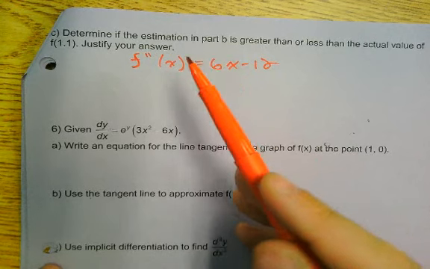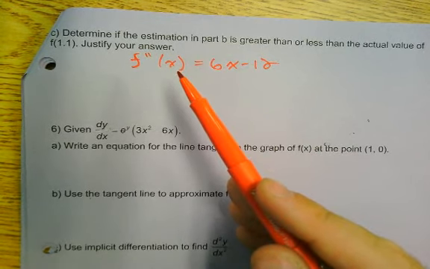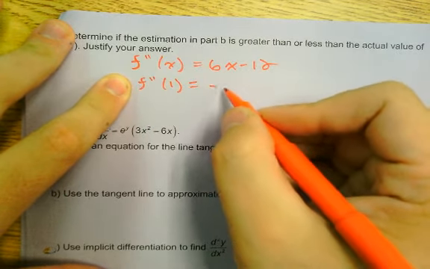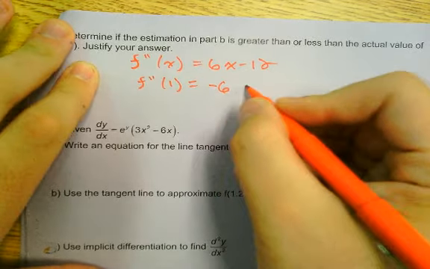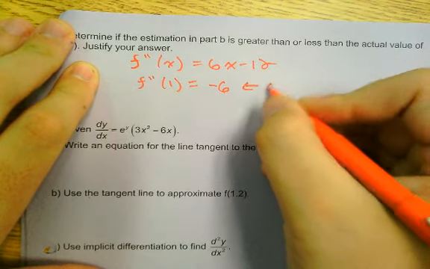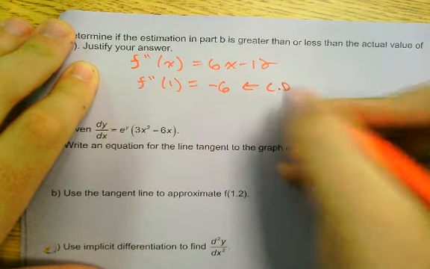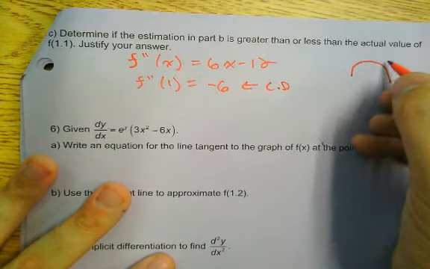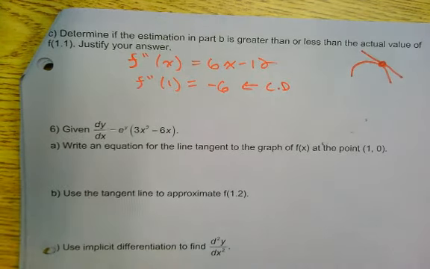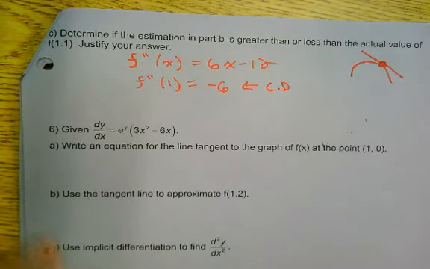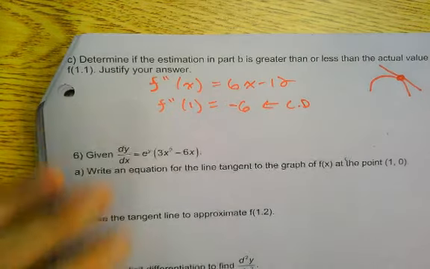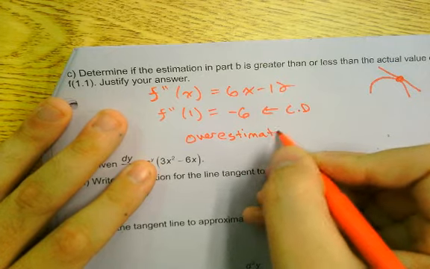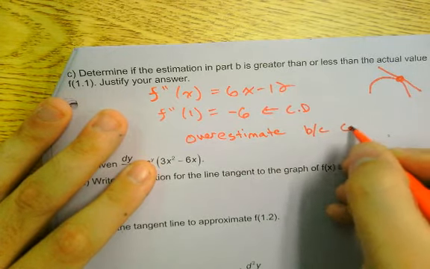All right. So now I care about the answer at 1, right? So let's find f double prime at 1. And it's negative 6, which is concave up or down? Concave down. So is this an overestimate or underestimate? If you're totally lost, draw it. Pick any point you want. Is that line completely above or below? It's above. So this is an overestimate, because concave down.